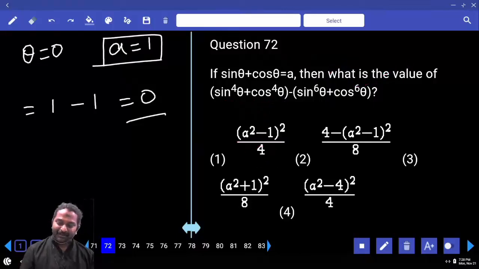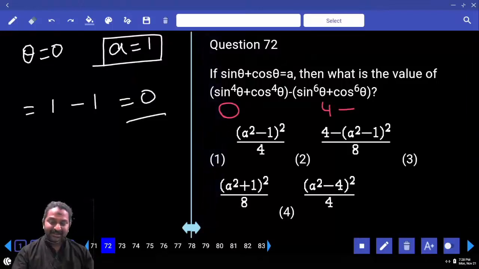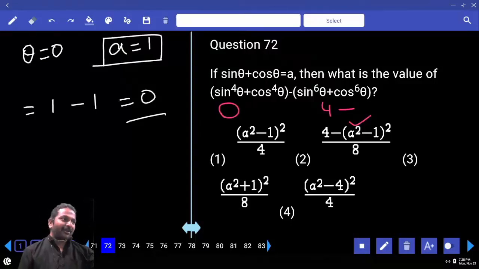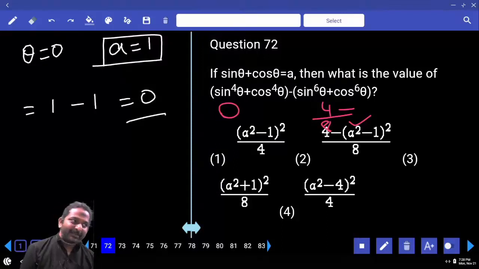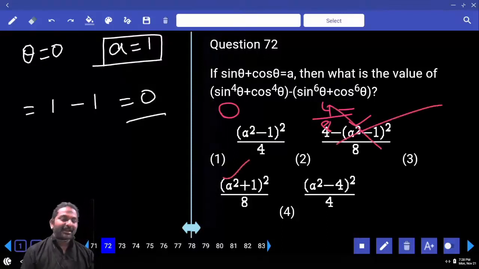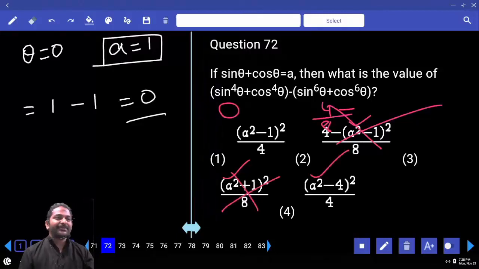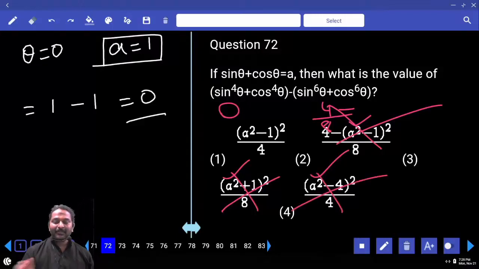Denominator, any number. For the first option, what is the value? 0. Okay. 4 minus A square: 1 minus 1, 0. 4 minus 0, 4 divided by 8. Can this be your answer? Okay. A square: 1 plus 1, 2 square, 4 by 8. Can this be your answer? A square minus 4 minus 3 square by 4. Can this be your answer? Possible option, first option.